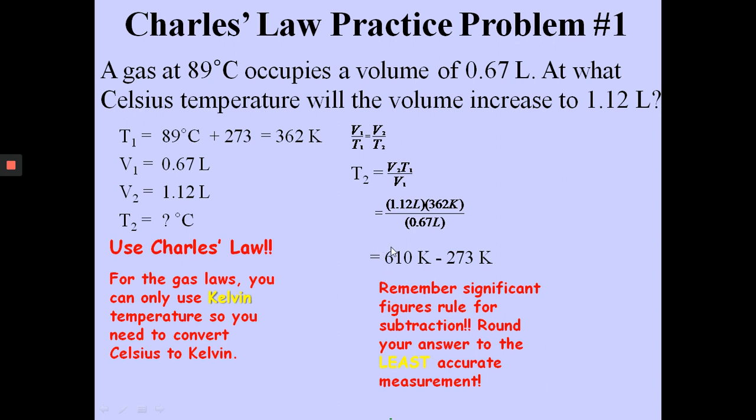610 has two significant figures, 6 and 1. And this number is measured only accurate to the nearest tens because the ones digit is not a significant figure. So your answer has to be only reported to the nearest tens, which is therefore 330 Celsius.